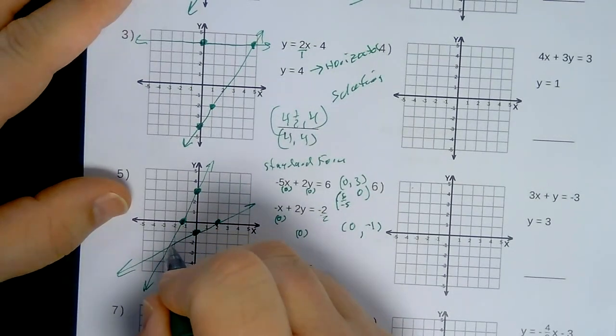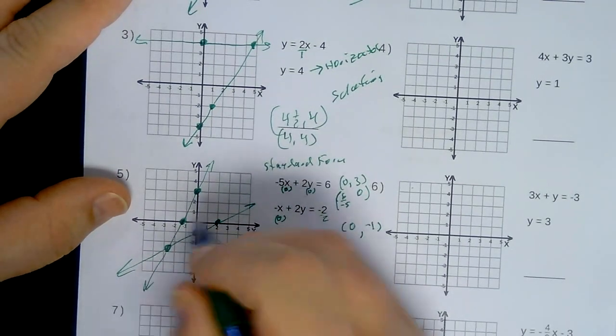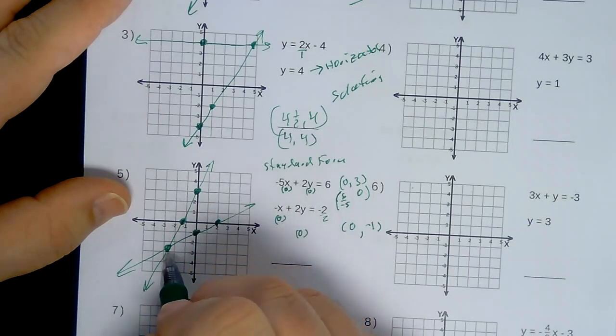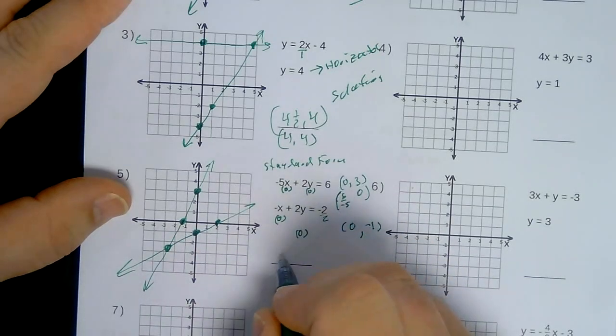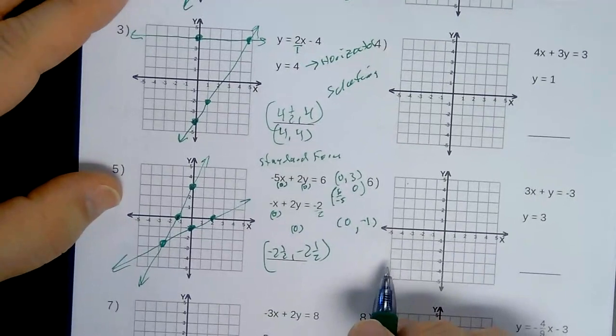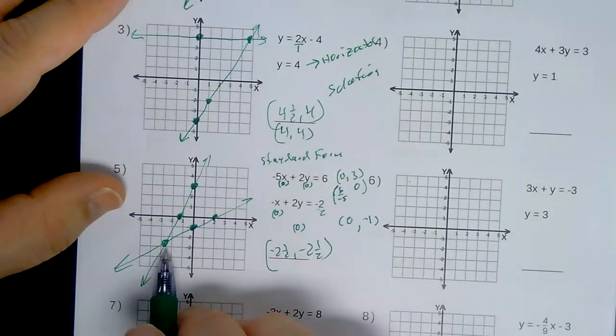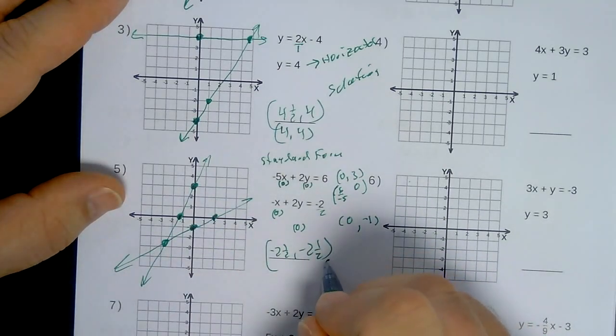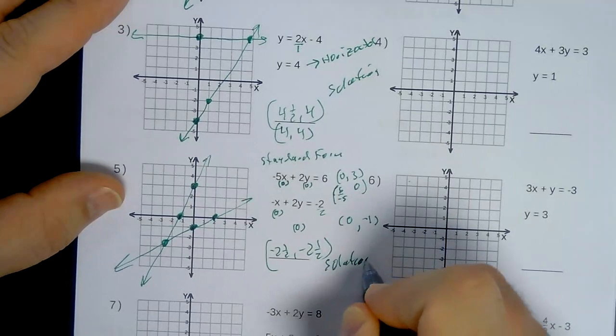And it looks like my intersection point is down here somewhere. So negative 2 1/2, negative 2 1/2. And don't worry about having the exact answer the answer key has. As long as you're within reason of that intersection point, you'll be fine. Again, if I had a ruler, I'd probably be a lot more accurate. So there's my solution set right there.